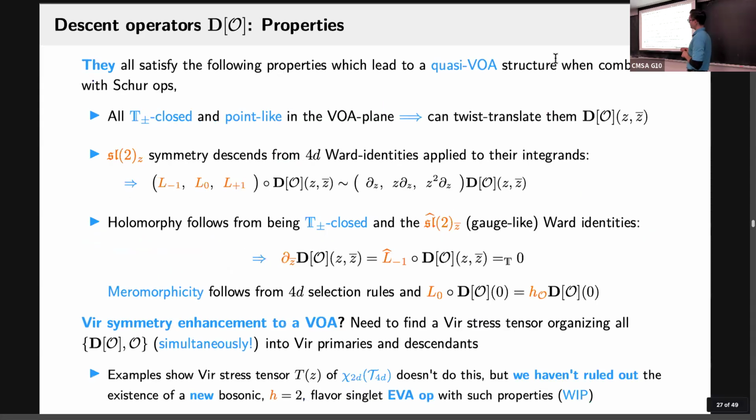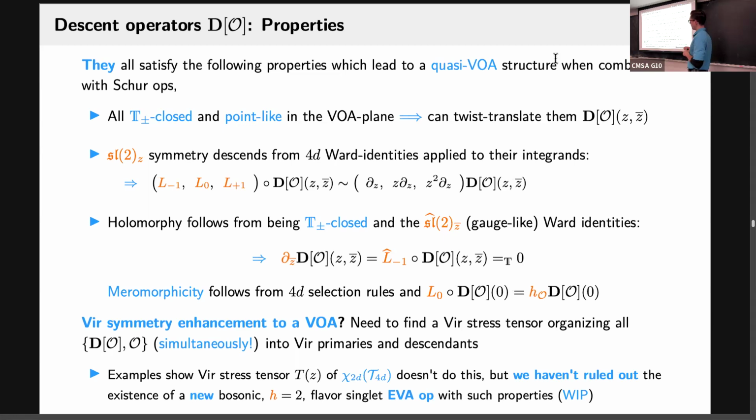But okay, so all of these descent operators satisfy the following properties, which in a very natural way give us this quasi-vertex operator algebra structure when we combine them with the Schur operators. So first, they're all T plus-minus closed and point-like in the VOA plane. And this means that we can go ahead and act on them with these twist translations. And we also automatically get this SL2Z symmetry algebra, which is just descending from the 4D Ward identities applied to the integrands of these descent operators.